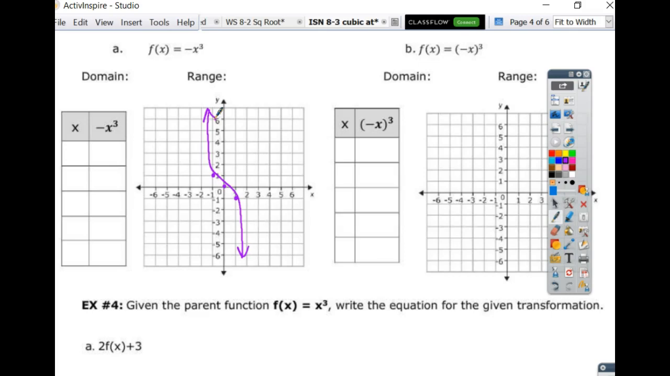What happens if I put a negative on the inside? It flips over the y-axis. So if it flips over the y-axis, originally, where was this? It's over here, right? So it's going to flip, and it's going to end up looking the same as this one. So why do they look the same? Why do those negatives look the same? Because they're in different places.